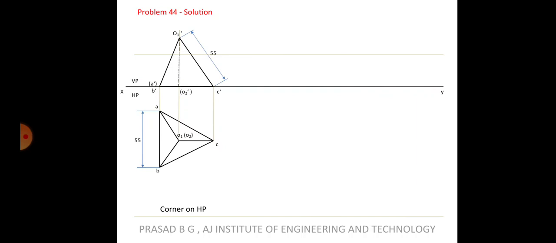Then you do the namings. O1 dash, C dash on the right, O2 dash is the axis, B dash bracket A dash. B dash is in the front, A dash is in the back side. That's why A dash will be in the bracket.